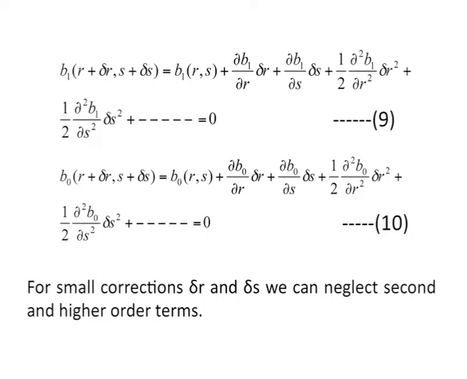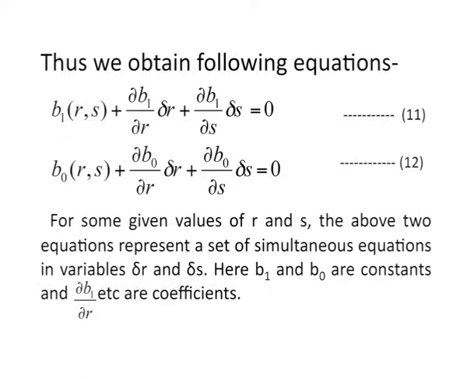So, neglecting the powers of delta r 2 and higher powers, what do we get? We get simplified equations which are given on your screen in equations 11 and 12. Now, these two equations can be used to solve for delta r and delta s. That means we can use the Gauss elimination method to find the values of delta r and delta s.